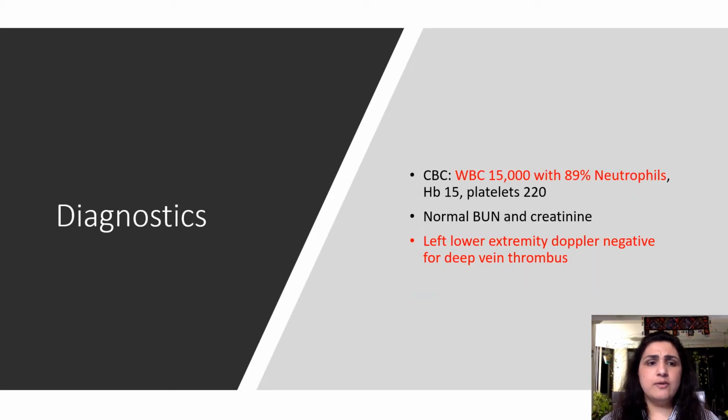So for the diagnostic tests, the CBC showed a WBC count of 15,000. That's definitely elevated. And out of them, 89% were neutrophils. Hemoglobin was normal and the platelet count was normal as well. Renal function tests were normal. And the Doppler ultrasound for the left lower extremity was negative for DVT. That's why the Homan's test was negative as well.